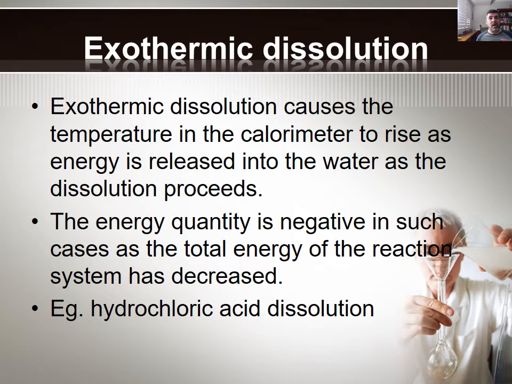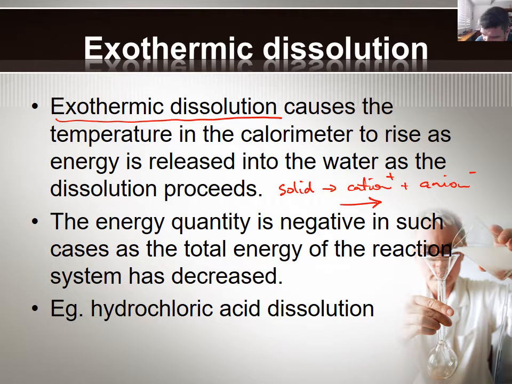Now, when we dissolve a solute in a solvent like water, we can have an increase in the temperature of the water as a result of that dissolution. And if we do, then we have what is called exothermic dissolution. It causes the temperature in a calorimeter or in a container to rise as energy is being released into the water as the dissolution proceeds. So as the solid processes into a cation with a positive charge and an anion with a negative charge, as this reaction proceeds, so the temperature of the water will increase.